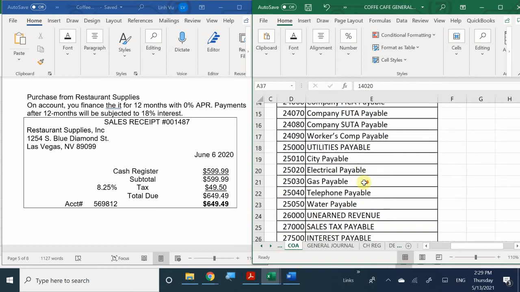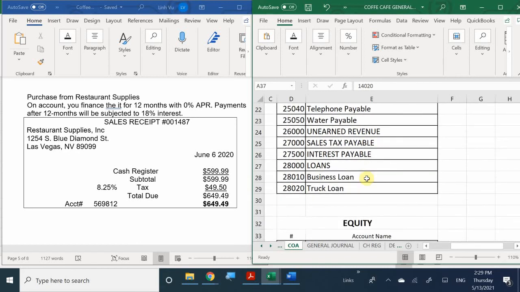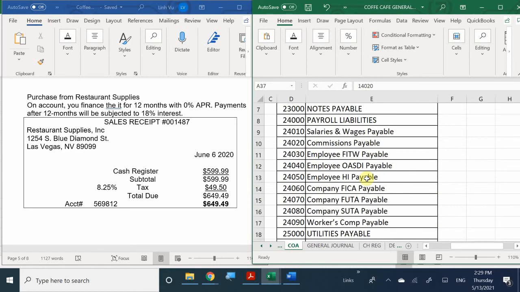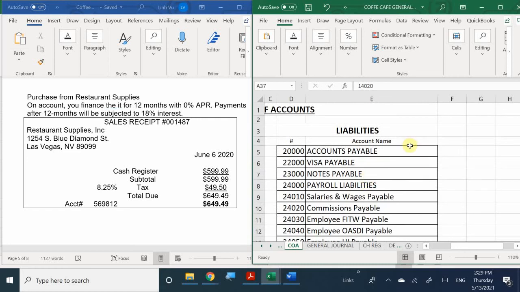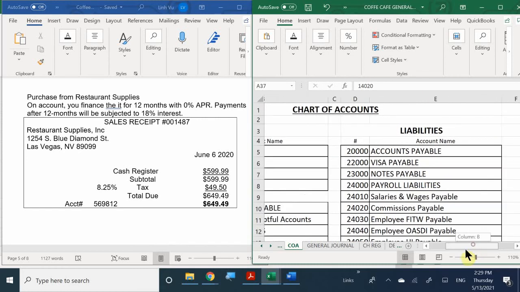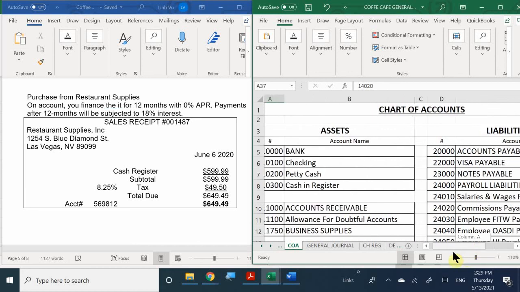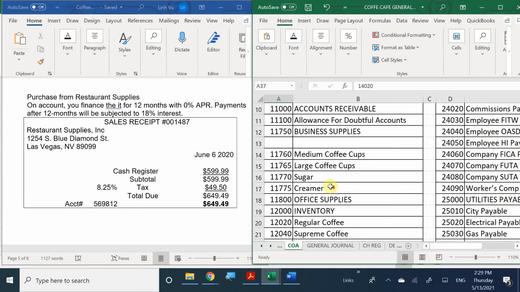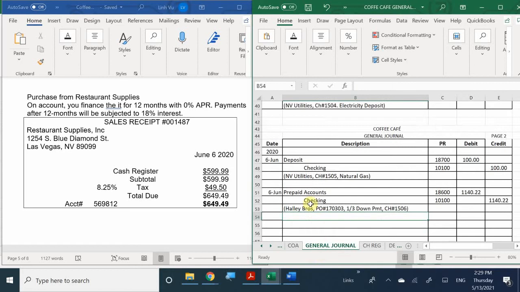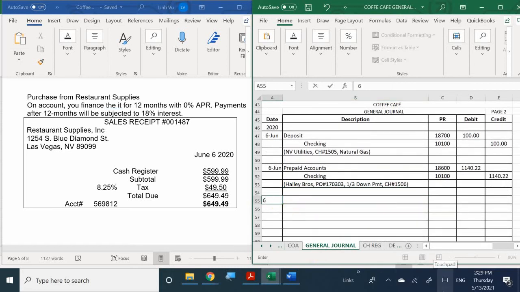So let's take a look at my cash register. What account number is that? 140.50. Oh, I'm on the wrong side. I'm looking at my liabilities. So yes, notes payable is that one right there. Okay, so 140, you said 50? Yes. Okay, so here we are in our journal. It's still the 6th. This is cash register. And we're going to make this a notes payable.